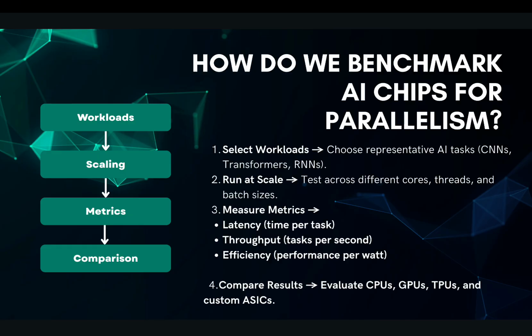Step 2 is running the workloads at different scales. This means testing with varying numbers of cores, threads, or batch sizes to see how well the chip handles increasing parallelism. Step 3 is measuring key metrics. We usually look at latency, which is the time taken for one task, throughput, which is how many tasks the chip can complete per second, and efficiency, which considers energy consumption per operation.